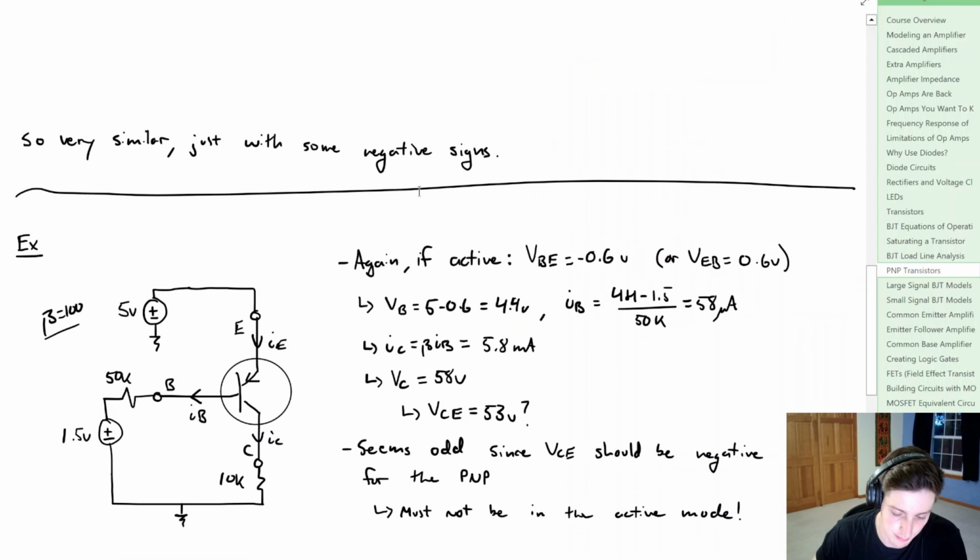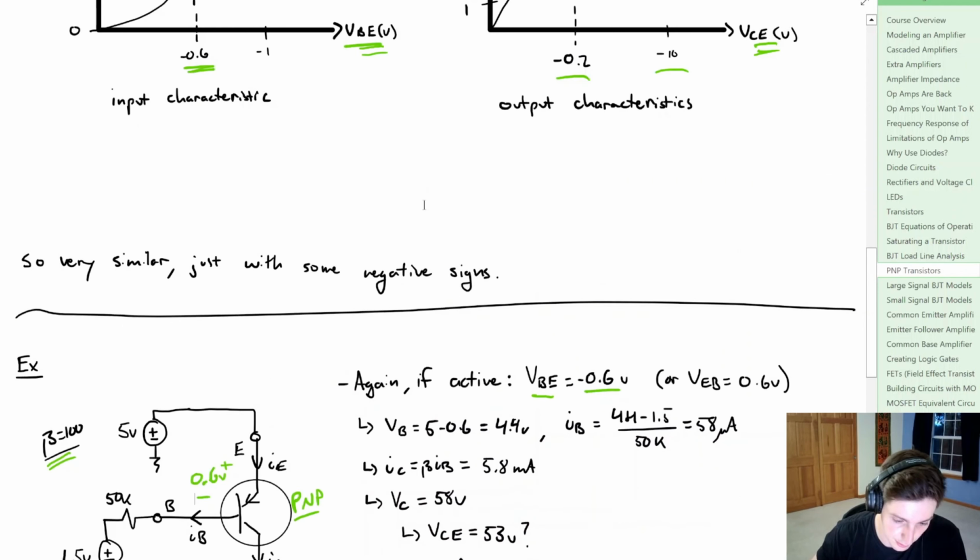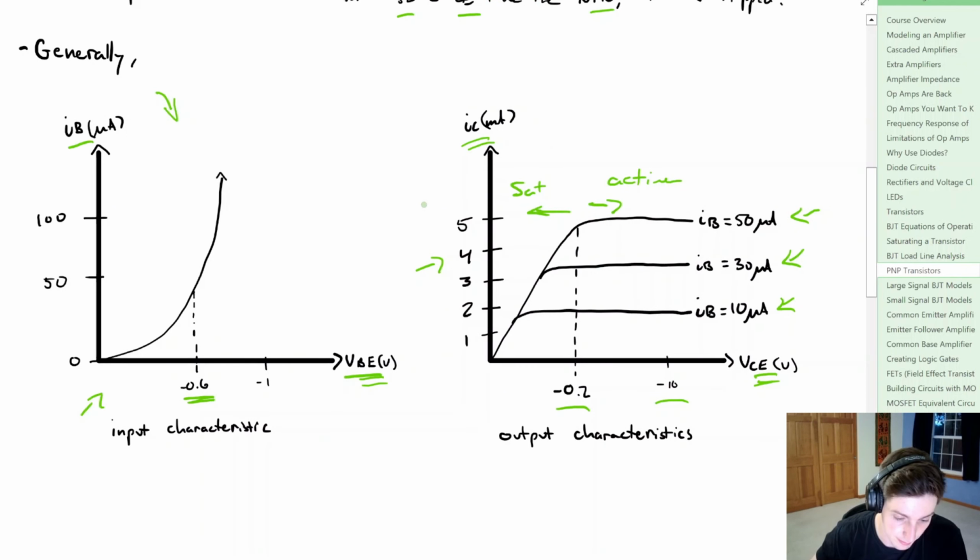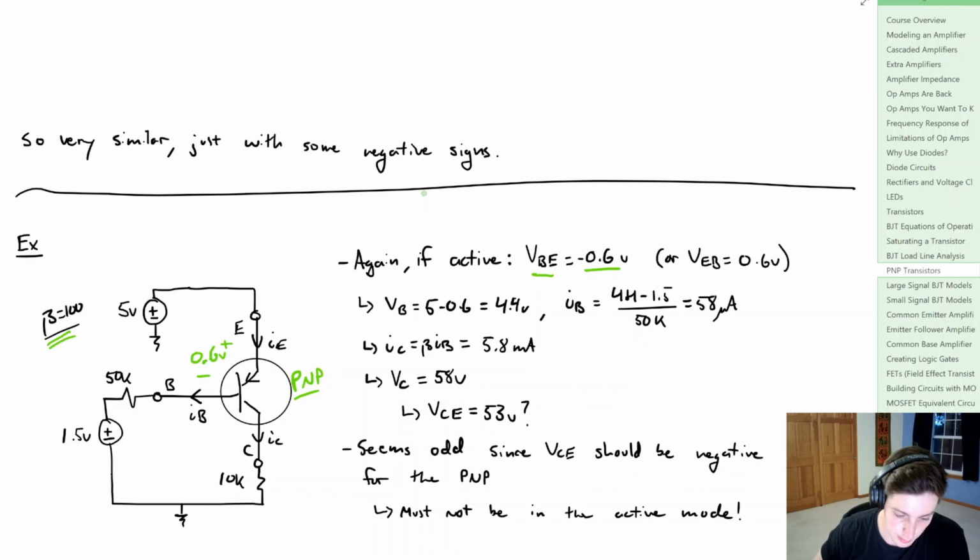But let's consider a circuit, and we're going to consider a PNP transistor. So let's just denote that here, where we have a beta value of 100. And if we assume that the PNP is in the active mode, well, we'd see that VBE is equal to minus 0.6 volts, or VEB is equal to 0.6 volts. And again, that's coming from this input characteristic right here. So what we're going to do is simply say that if we have a 5 volt source right here, and we are active, and we have a 0.6 volt drop right here, what we can say is that this base is going to be equal to 4.4 volts.